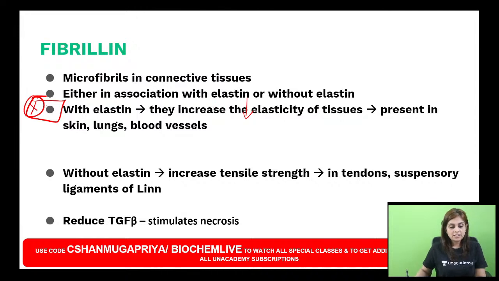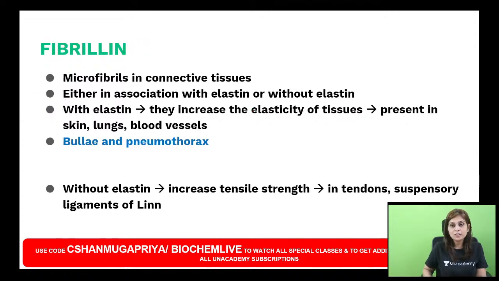So when the fibrillin gene is mutated and fibrillin protein is inactive, there is a decrease in the elasticity of tissues. When the lung loses its elasticity, there is air trapping, and that is why it causes bullae and pneumothorax. When blood vessels lose their elasticity, they are dilated, and that causes regurgitation, aortic regurgitation, and mitral valve prolapse.